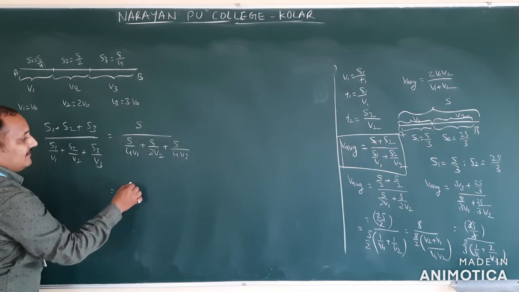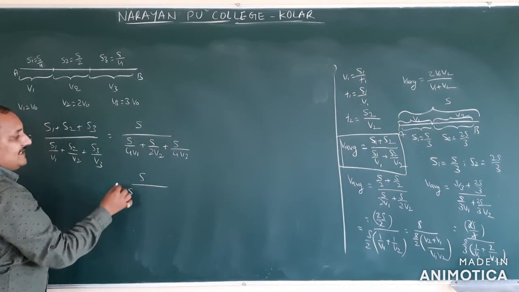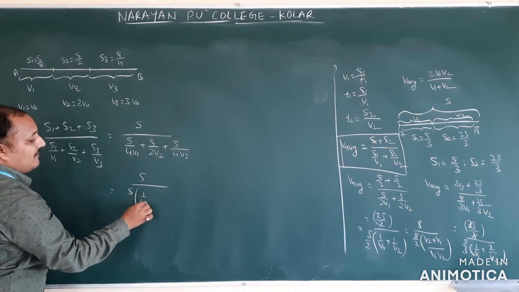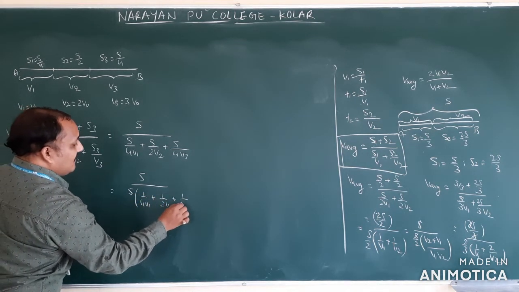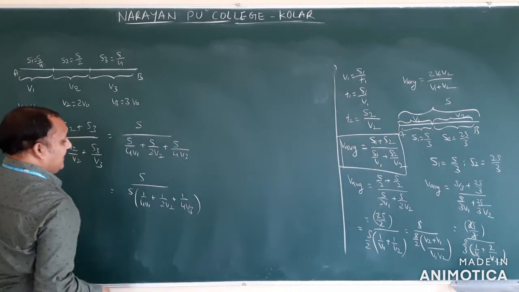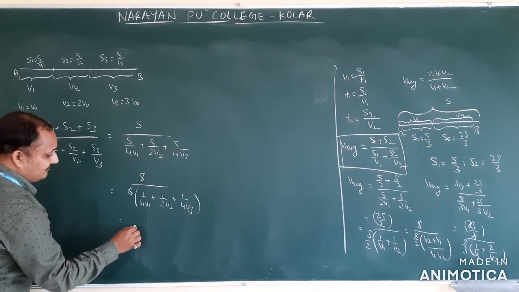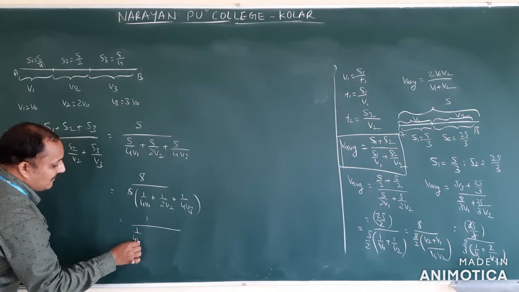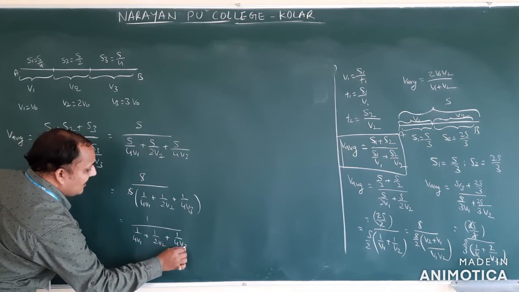So what is common here? You can take s, yes, s is common. Let us use it: 1 by 4 v1 plus 1 by 2 v2 plus 1 by 4 v3. S is going to be cancelled. Then 1 by 4 v1, 1 by 2 v2 plus 1 by 4 v3.